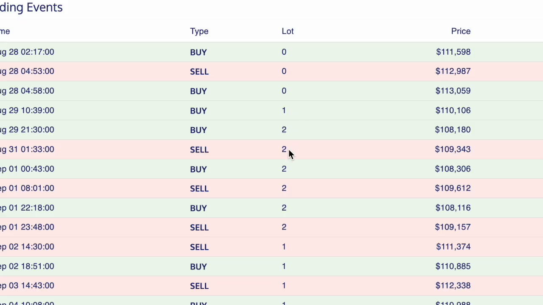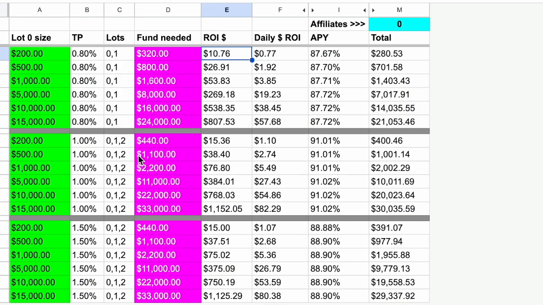So that's 3 lots that it used. The funds it used was $440 for the 3 lots. That gave an average of about $1.10 a day, 91% APY, giving an income, after your principal's back and after you've paid trading fees, of $400 a year, starting with 440. So pretty good income.